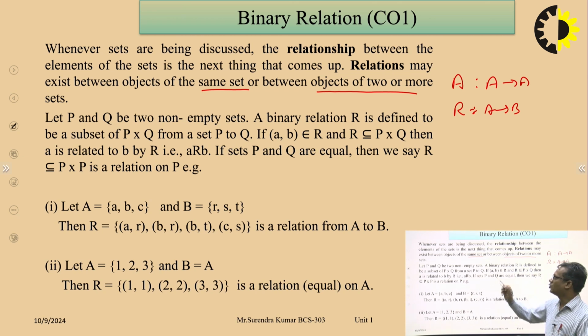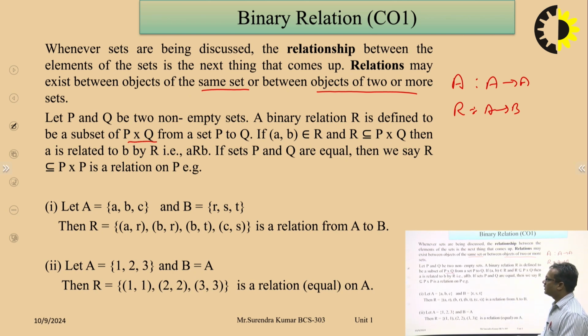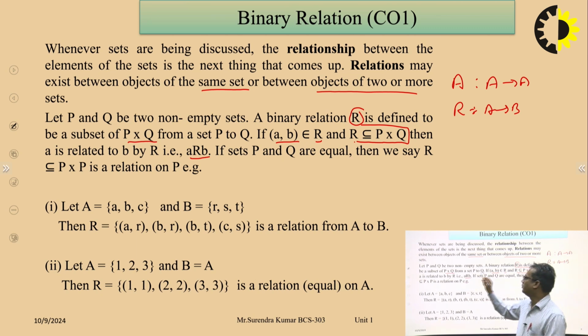So here we have taken an example. Let P and Q be two non-empty sets. A binary relation R is defined to be a subset of P cross Q, the Cartesian product of P and Q, from a set P to Q. If (a, b) belongs to R, that relation is created on the Cartesian product, a subset of that Cartesian product, and there is an ordered pair (a, b) that belongs to R, and R is a subset of P cross Q, then a is related to b by R, or you can say aRb. You can represent it as aRb.